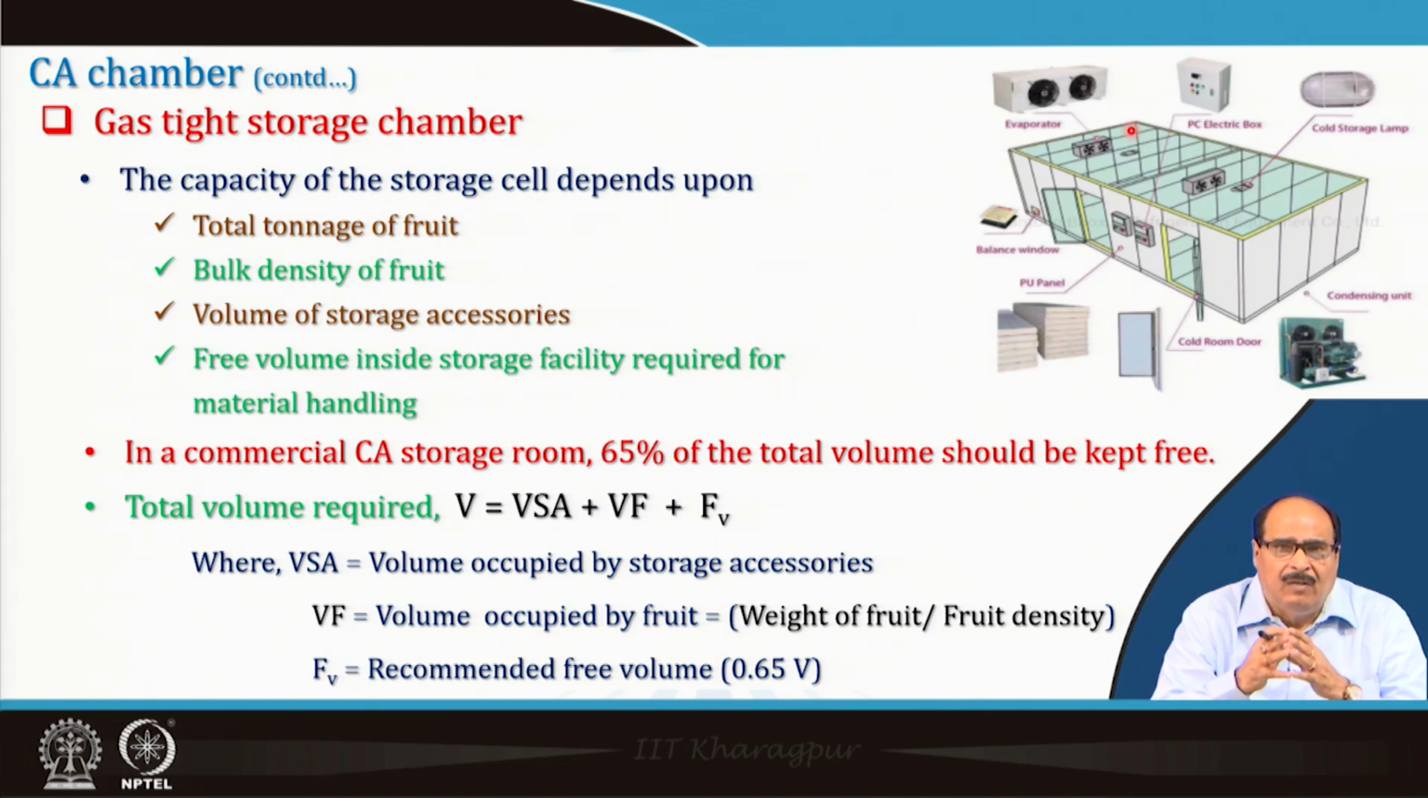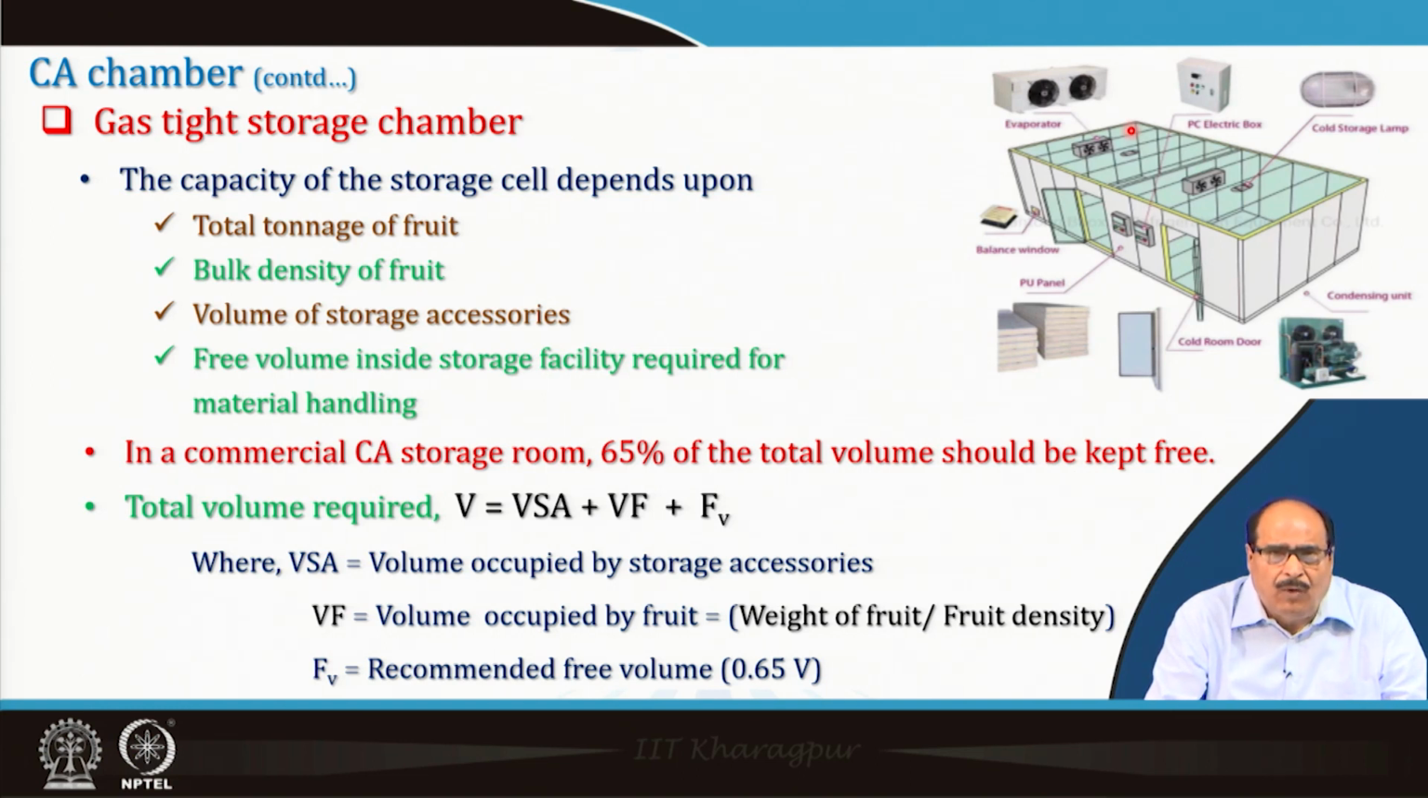So, the capacity of the storage chamber depends upon the total tonnage of the fruit or vegetable which is to be stored inside the room, bulk density of the commodity, volume of storage accessories, and free volume inside the storage facility required for material handling. In a commercial control atmosphere storage room, it is recommended that 65% of the total volume should be kept free for easy movement of gases, and it helps in maintaining the proper gaseous composition.